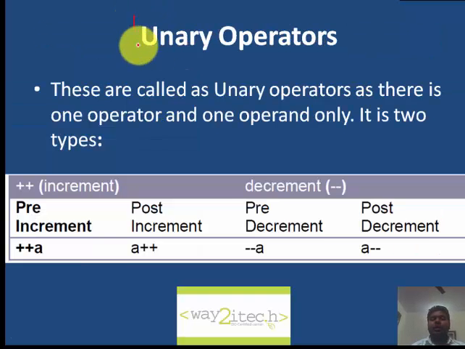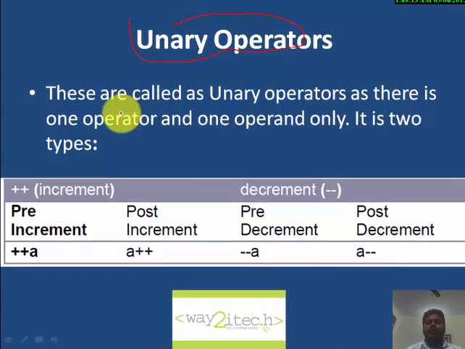Next are the unary operators. Why are these known as unary operators? These are called unary operators because there is only one operator and one operand. These are of two types, increment and decrement. Increment means to increase the value by 1. Decrement means to decrease the value by 1.